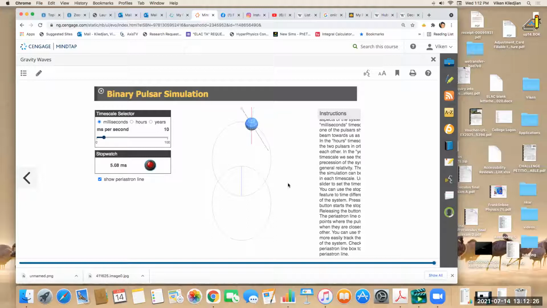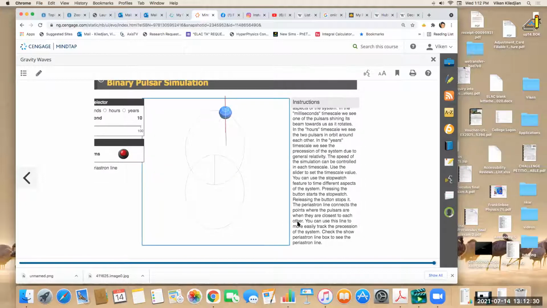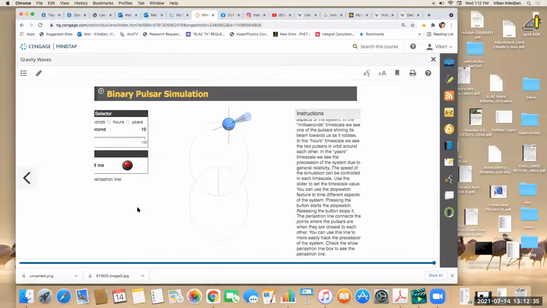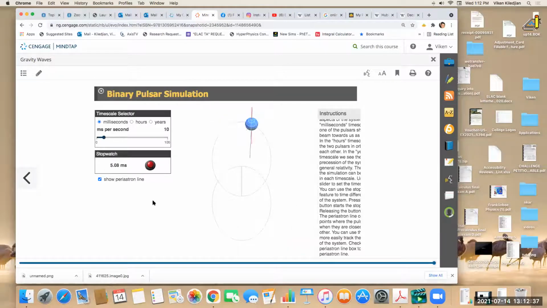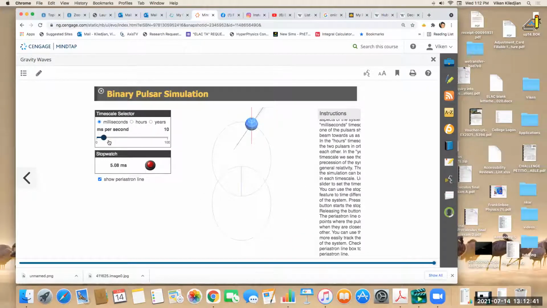Hold up, let's zero it. Okay, for now, let's just observe it and not try to do any particular numbers, and then we'll see what they want us to do. So this one just speeds it up.